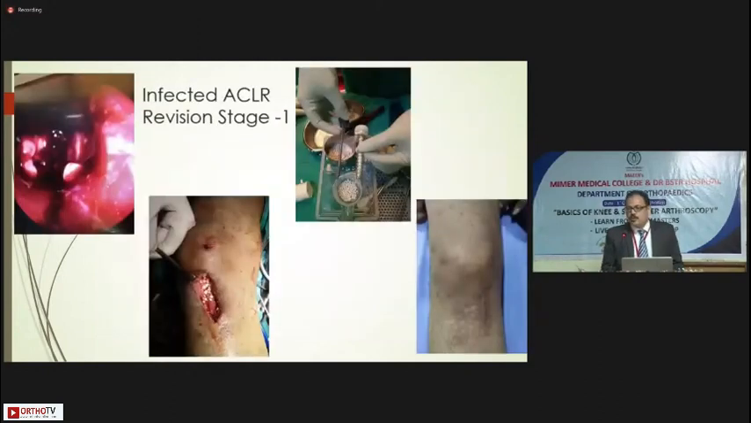And of course, we also use arthroscopy in infected cases. So when we do a revision case and it's an infection case, we go down arthroscopically, debride it, open up the tunnels, and we also put in antibiotic beads there into the tunnels, femoral and tibial, both sides, and that can be done arthroscopically.